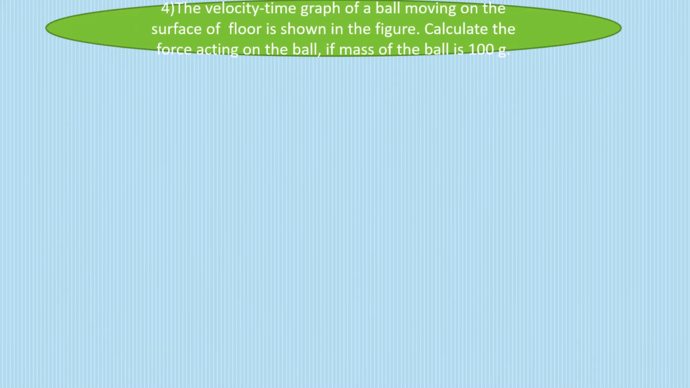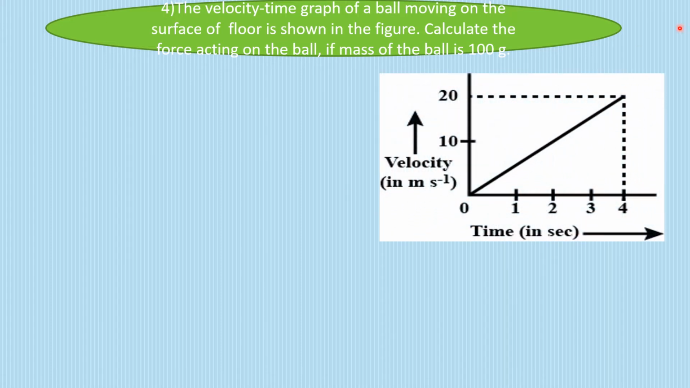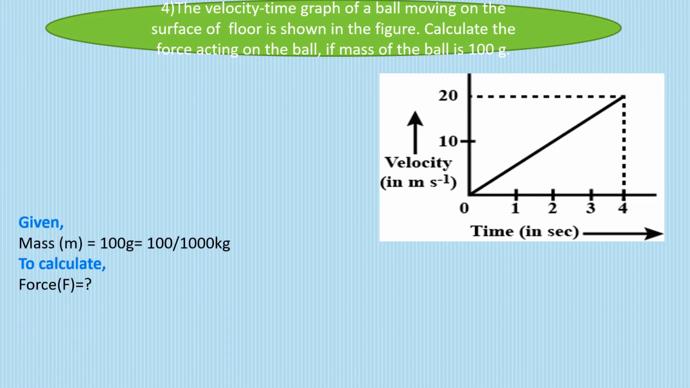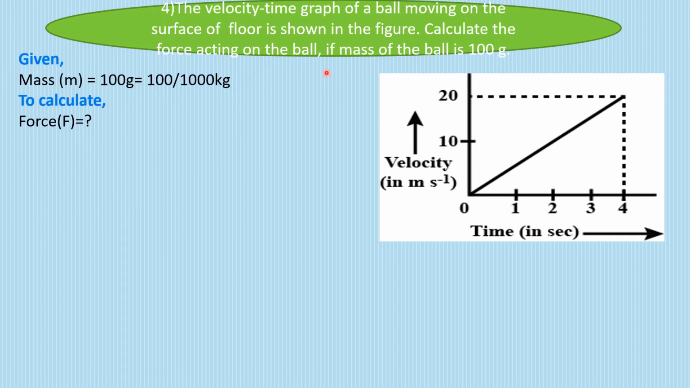Moving on to question 4. So the velocity time graph. Here the graph of a ball moving on the surface floor is shown in the figure. Calculate the force if the mass of the ball is 100 grams. So see, mass, which is capital M, is 100 grams. We have to calculate force.